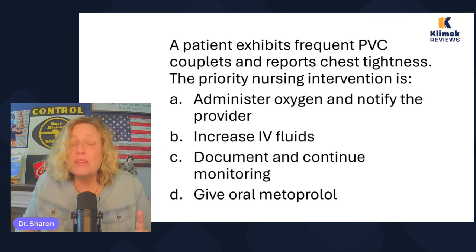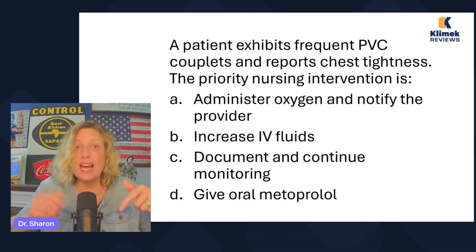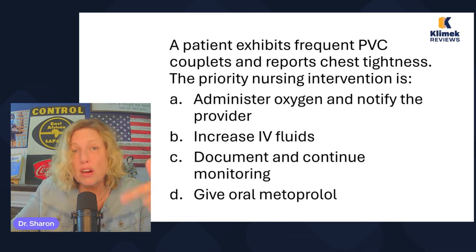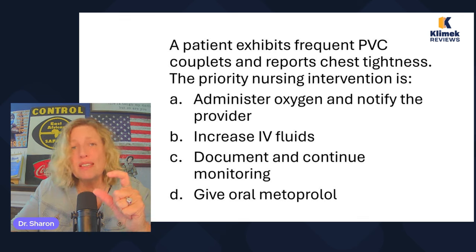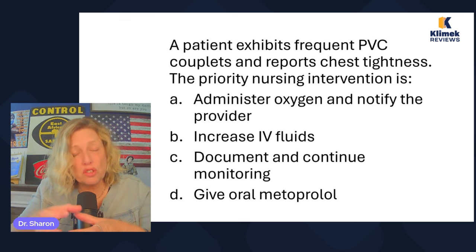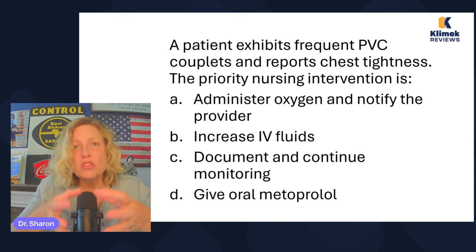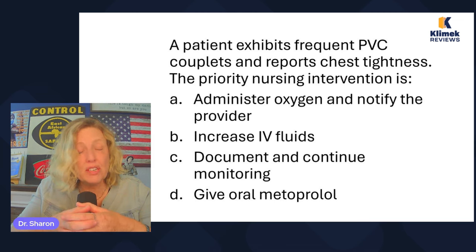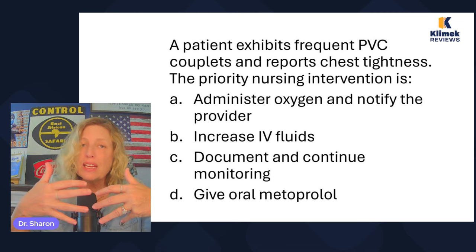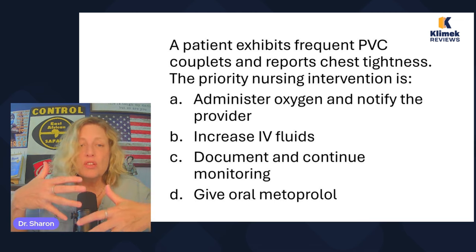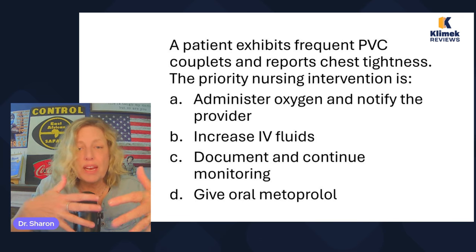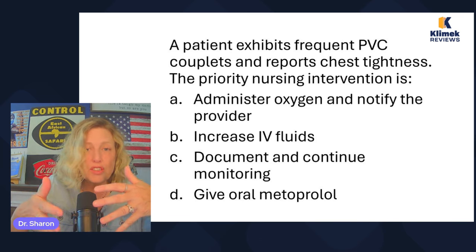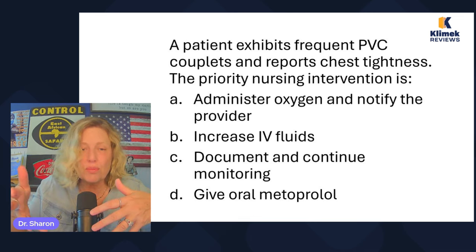But they're also symptomatic, chest tightness, which means they're not getting enough oxygen to the heart muscle. Often the PVCs indicate a ventricular contraction that is too weak to pump blood out. So if they're having couplets and chest tightness, they may have decreased cardiac output if they're not getting enough oxygen to the tissues. So will increasing fluids help that? No. Should I continue to just monitor? No, because they're having chest tightness and frequent PVCs.